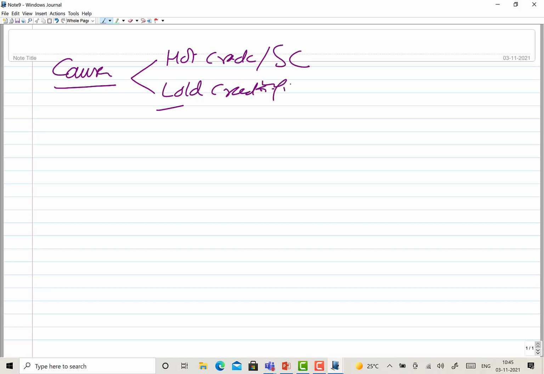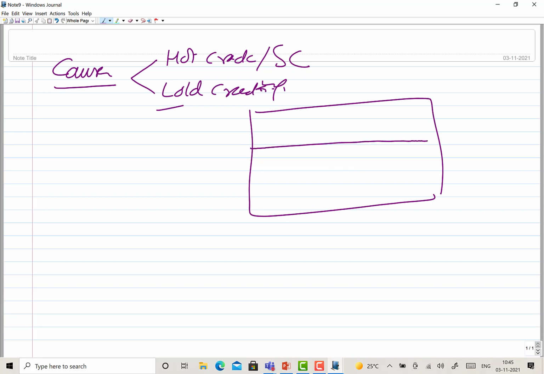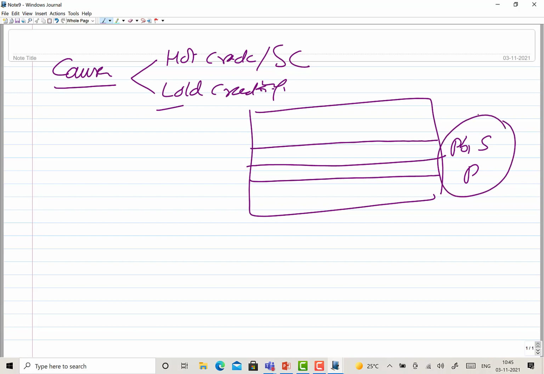Okay, cold cracking. So the solidification cracks happen primarily due to the presence of low melting point impurities in the weld metal. Like you have lead, you have sulfur, you have phosphorus. So these elements form very low melting point constituents, and these low melting point constituents segregate at the weld center. So your base weld metal has solidified at 1400 degrees centigrade.